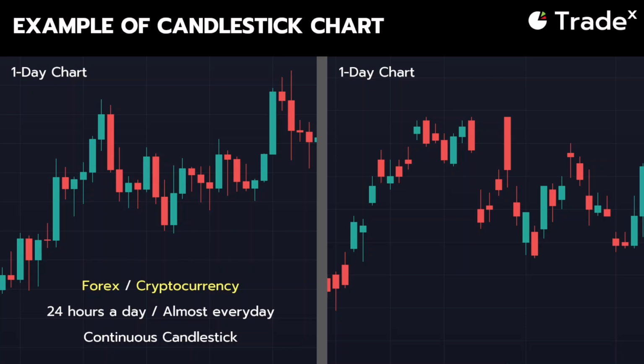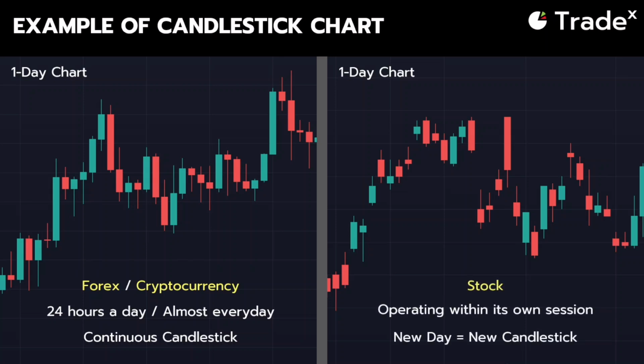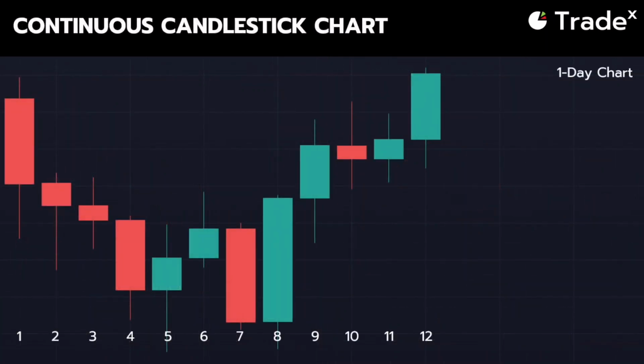The discontinuous candlesticks on the right chart are usually seen in the stock market, where trading only happens during the day and is closed at night. A new candlestick starts with the new trading day or session. If we zoom in on the continuous chart, the closing price on the second day will be the same as the opening price on the third day. Similarly, the closing price on the 6th day will match the opening price on the 7th day, and the closing price on the 11th day will be the same as the opening price on the 12th day.